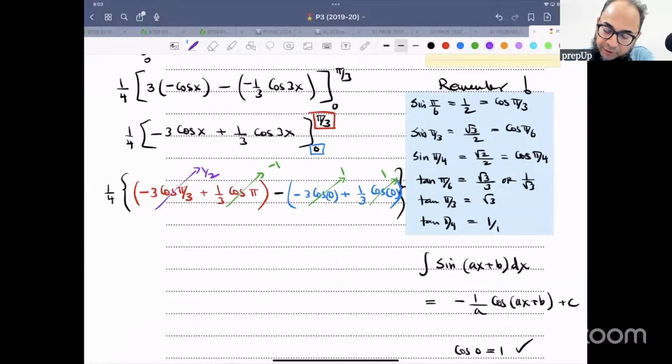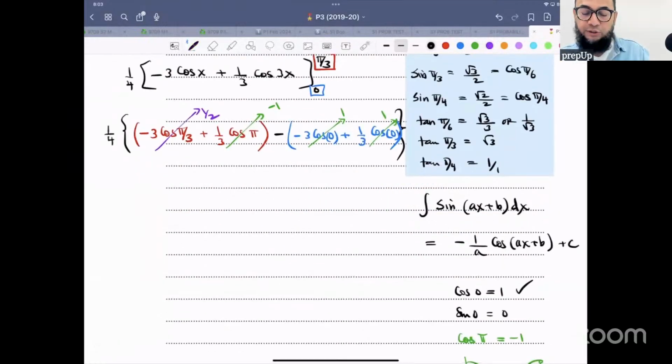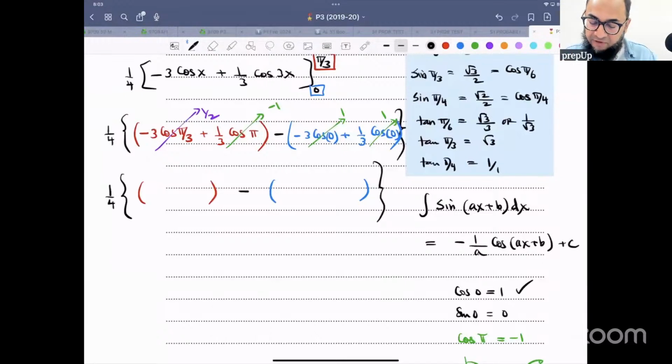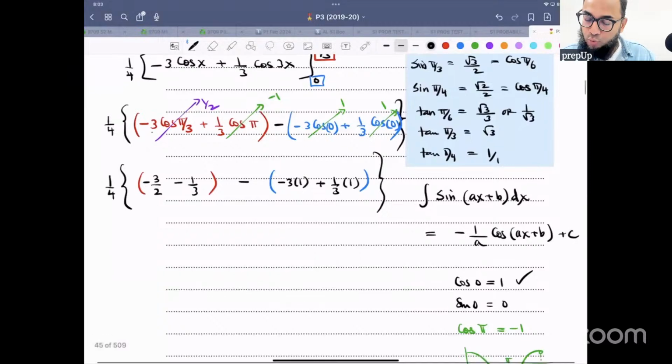So now once you have substituted everything, that 1/4 is waiting on the outside, involve it at the very end. First the red bracket, then the blue bracket, then this again big curly bracket with a minus sign in the middle. So this is negative 3 into half, that is negative 3 over 2. 1/3 into negative 1, that is minus 1/3. And minus sign, this minus 3 into 1, and this is 1/3 into 1. Okay, so far so good.